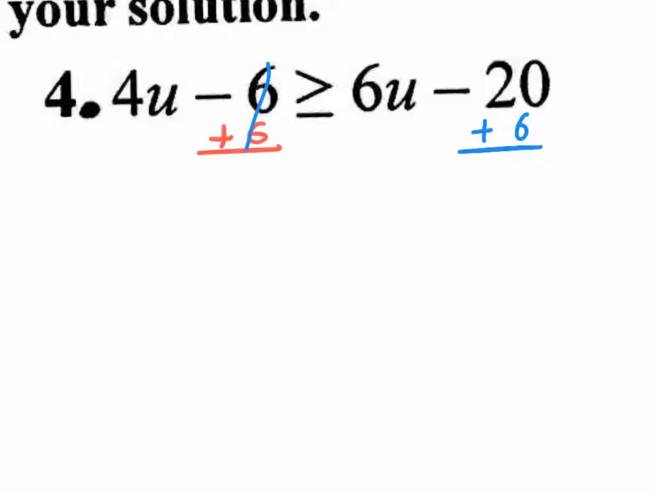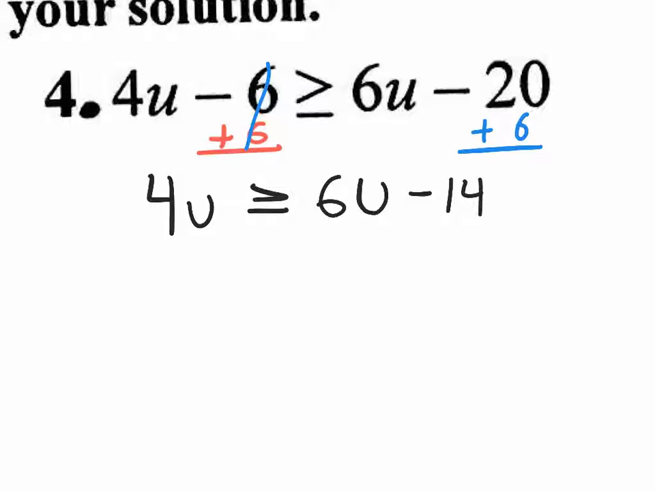Add 6 over here. Your new inequality will be 4u is greater than or equal to 6u minus 14. You owe 20, you have 6, you're still going to owe 14. So for my next step, since I moved the numbers to the right, let's move the letters to the left. Chris, help me out. What do I do to get rid of that 6u?